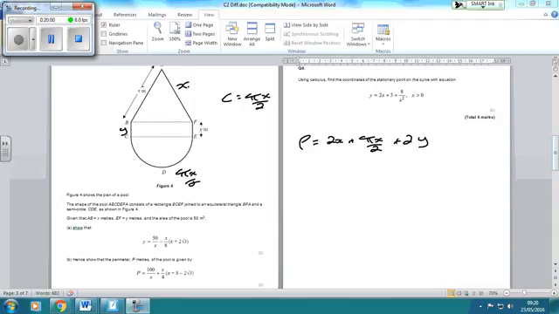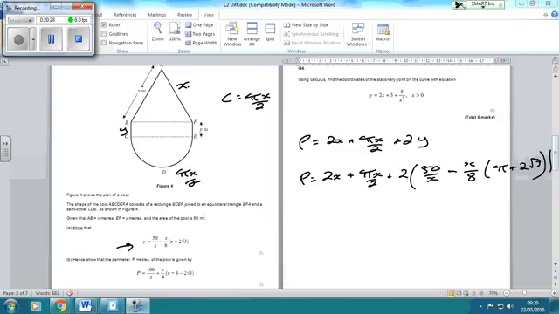And we know that y is this thing here, so it's going to be p equals 2x plus pi x over 2 plus 2 lots of that chap, so that's going to simplify it to this. So equals 2x plus pi x over 2 plus, if we multiply the 2 out, it's going to be 100 over x minus x over 4 lots of pi plus 2 root 3.